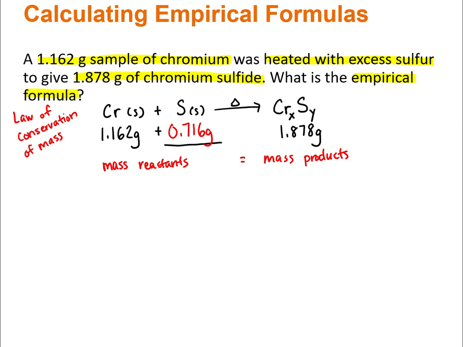So for these problems where you're just given the number of grams of sample and it was heated with excess blah and we made this much product, you need to figure out how much of your other reactant you have. After that, you want to calculate the moles that you have for each reactant.